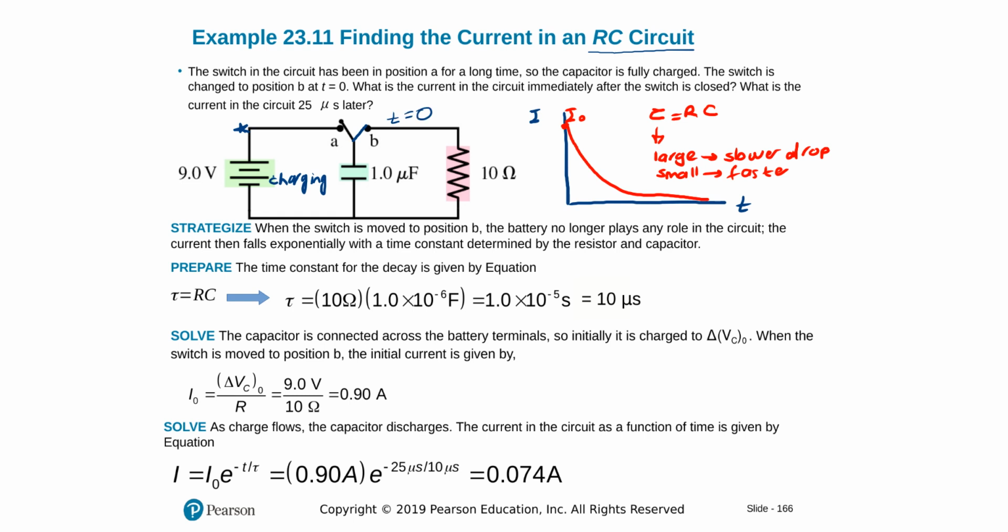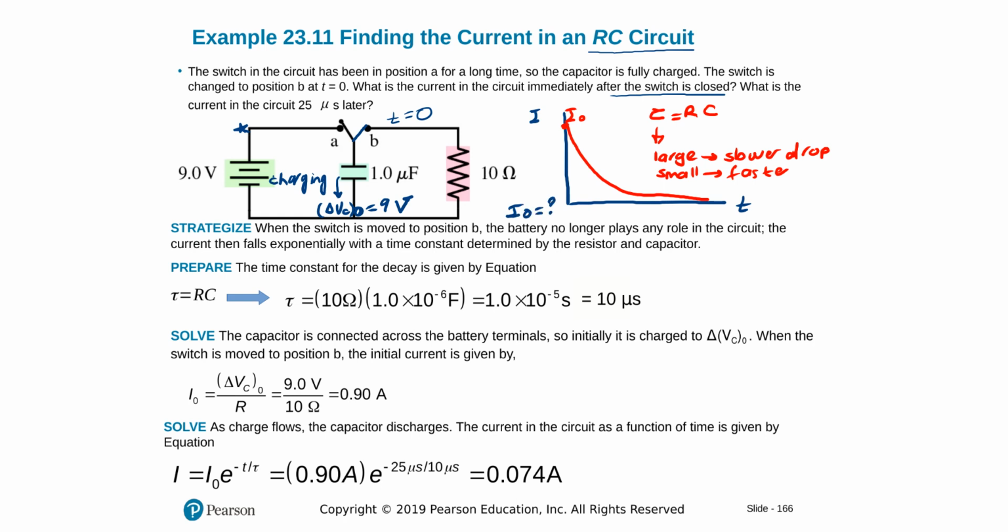When it says it fully charges, that means the capacitor gained a potential difference of 9 volts. I'm calling this potential difference delta VC 0. At time 0, that's what it will have. That's what this 0 means here. What is the current in the circuit immediately after the switch is closed? That's the initial current, what we call I0. So it's asking me I0. What is that initial current?